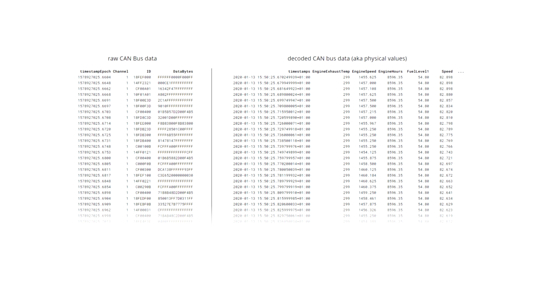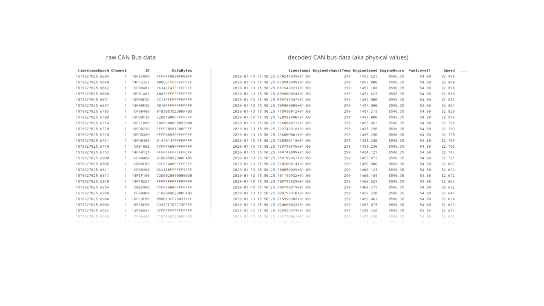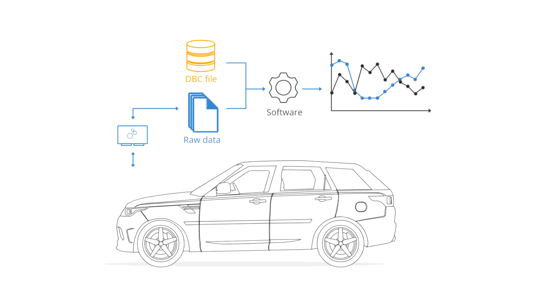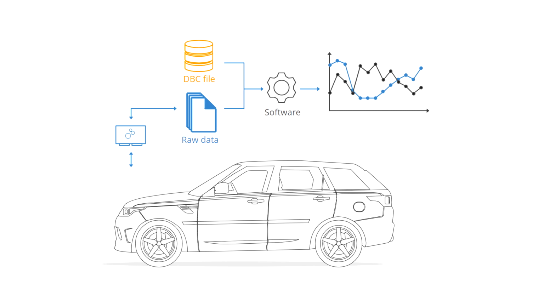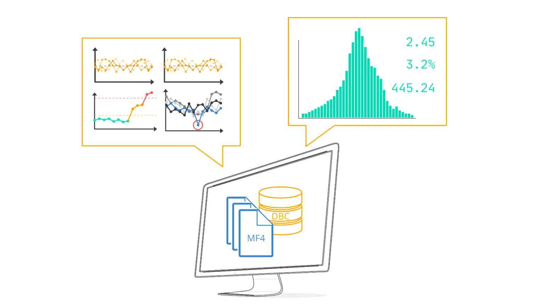The devices record CAN frames, which need to be decoded to physical values for analysis, typically via a DBC file. Once the CAN bus data is decoded, you can, for example, perform graphical visualization or statistical analysis using the data.